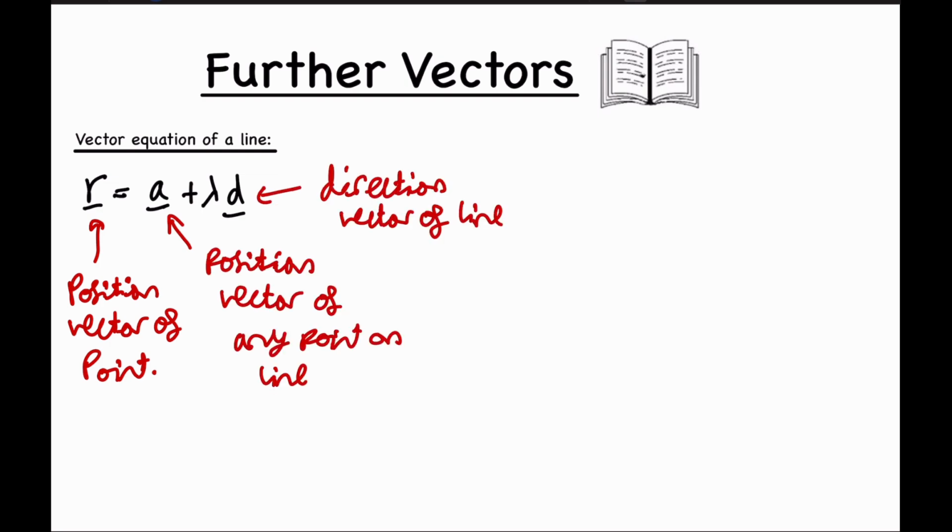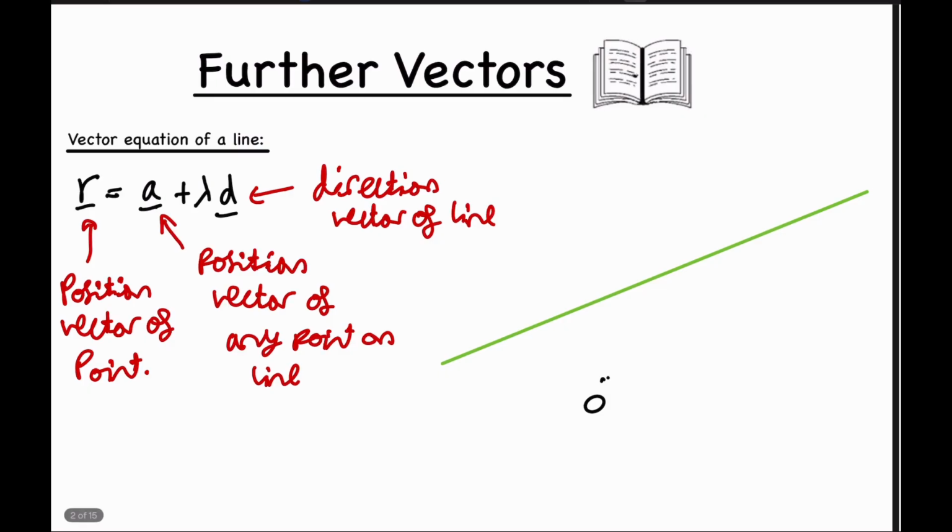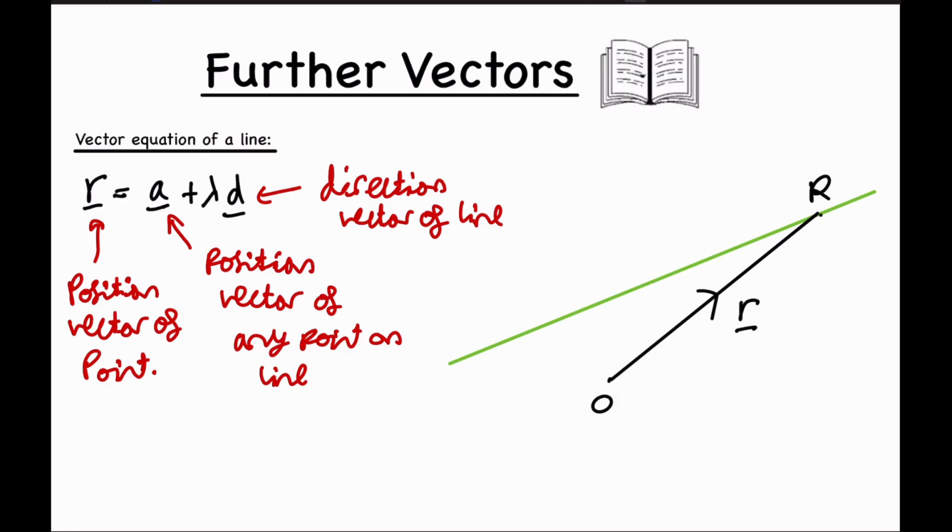If we were to draw how this looks, we would draw a line like this, and say the origin is over here. Our position vector to a point R, which we're trying to find, would look something like this. Say we have any other point A over here. The position vector between the origin and A looks something like this, and we'll call it a.